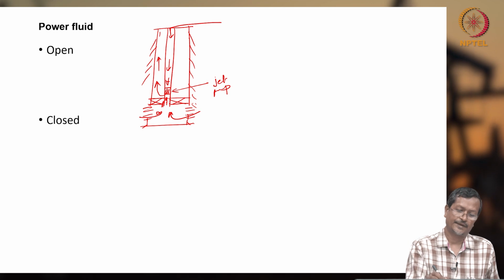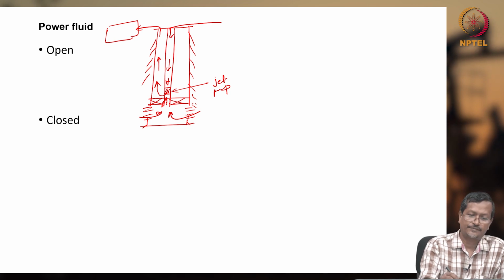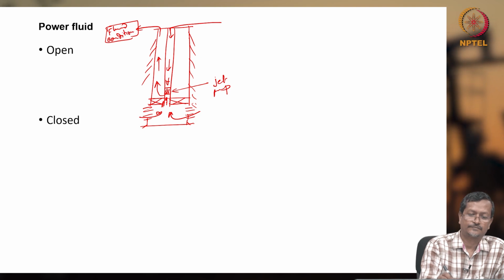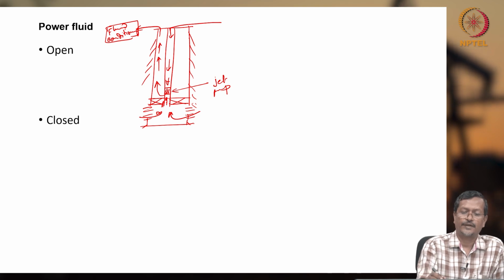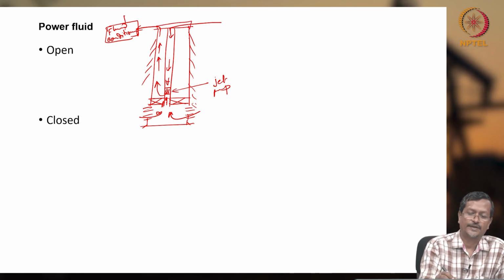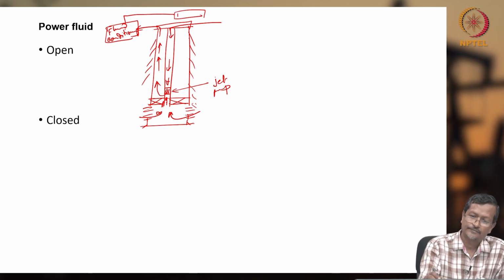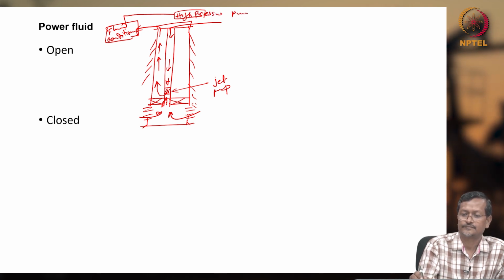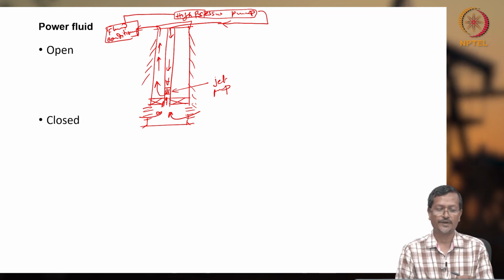Okay, and you take the fluid out and you are giving power fluid conditioning. Fluid conditioning means whatever fluid you got from the wellbore, you have to separate properly. Okay, then you create a high pressure pump. High pressure. Okay, from the high pressure pump you inject the fluid. Okay, so in this case this is called open power fluid option.